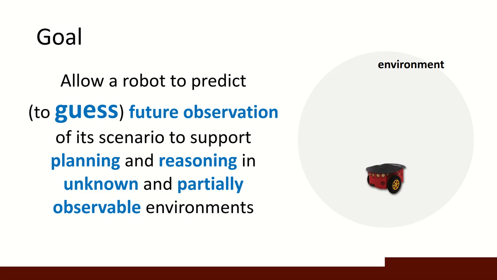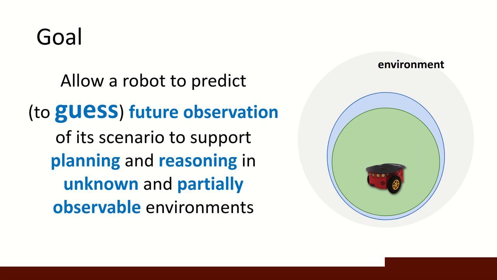Given the robot operating in an environment, our objective is to collect sensory observation and formalize such observation as past experience, and expand the sensory horizon by predicting the next observation that will be perceived by the robot. Such a skill allows a robot to predict, to guess, future observation and hence to better reason and act in unknown and partially observable environments.